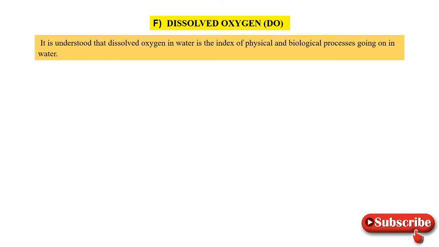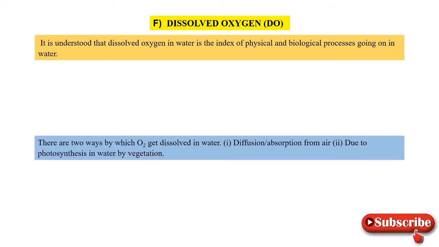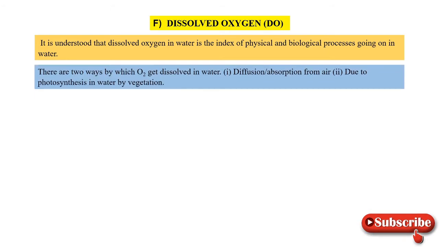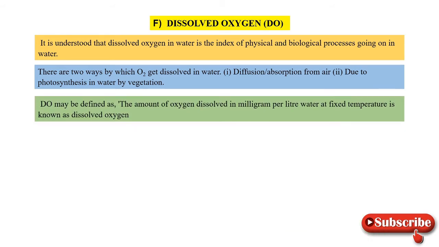Next point is the dissolved oxygen. It is well understood that dissolved oxygen in water is the index of physical and biological processes going on in water. So here there are two ways by which O2 gets dissolved in water. First is the diffusion or absorption from air. Second is due to photosynthesis in water by vegetation. These are the two ways by which O2 gets dissolved in water.